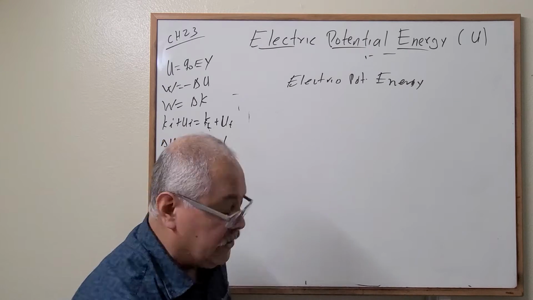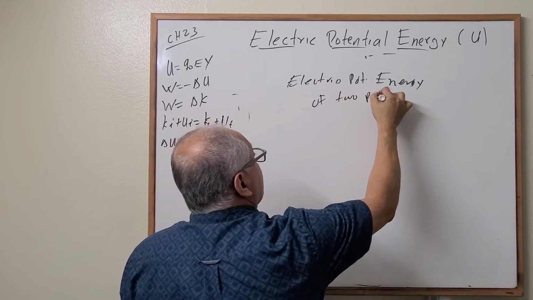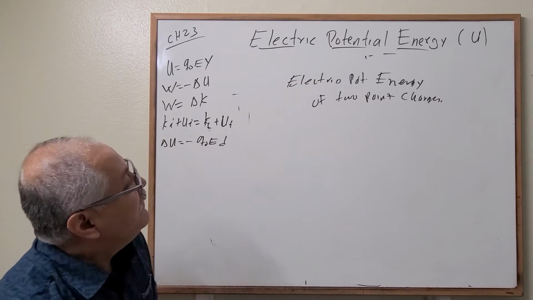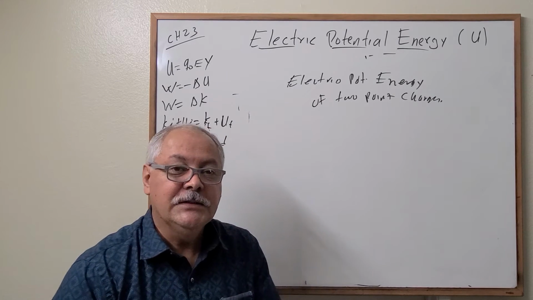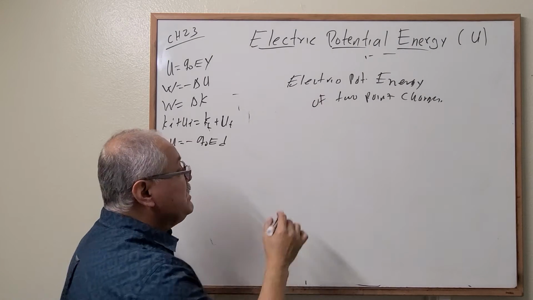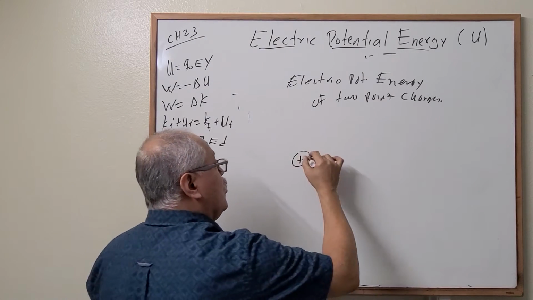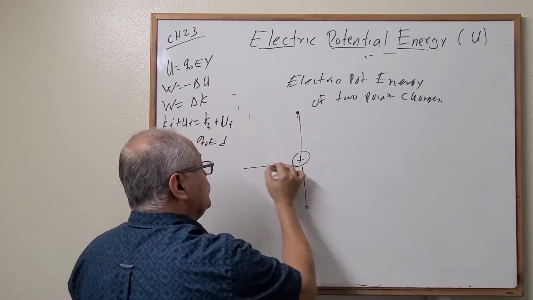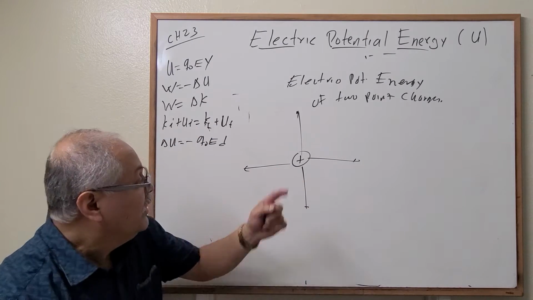Of 2 point charges. Okay, let's find the electric potential energy of 2 point charges. Imagine that we have this positive charge right here. Remember, the field goes radially toward all directions from the charge.